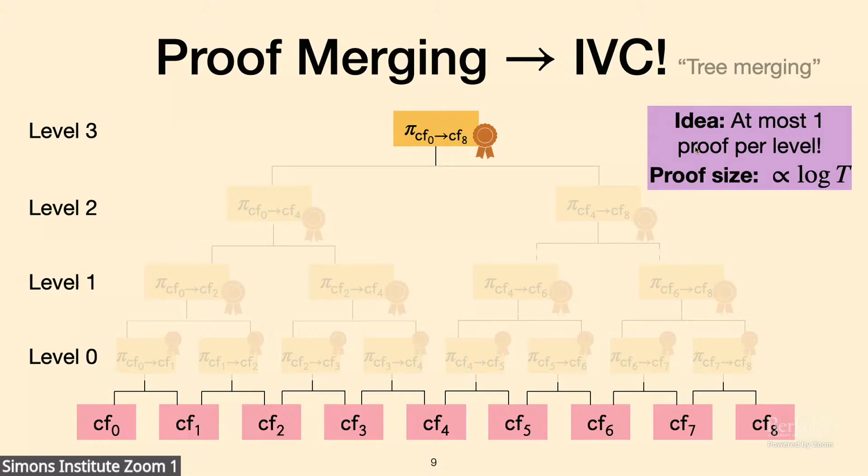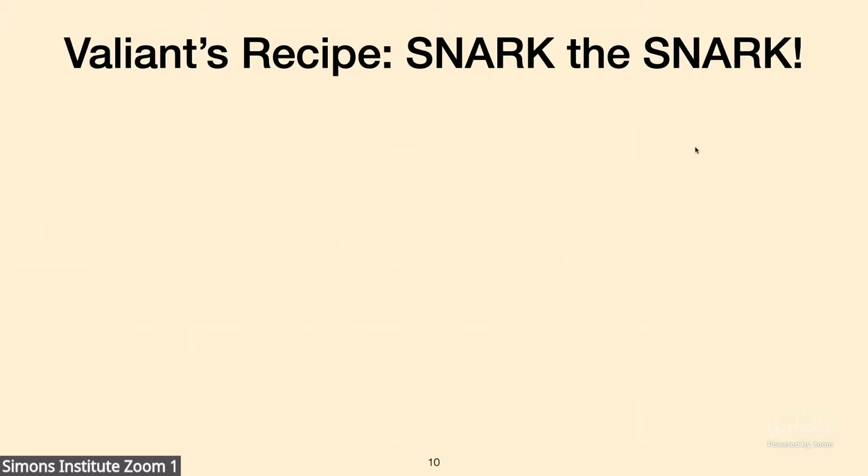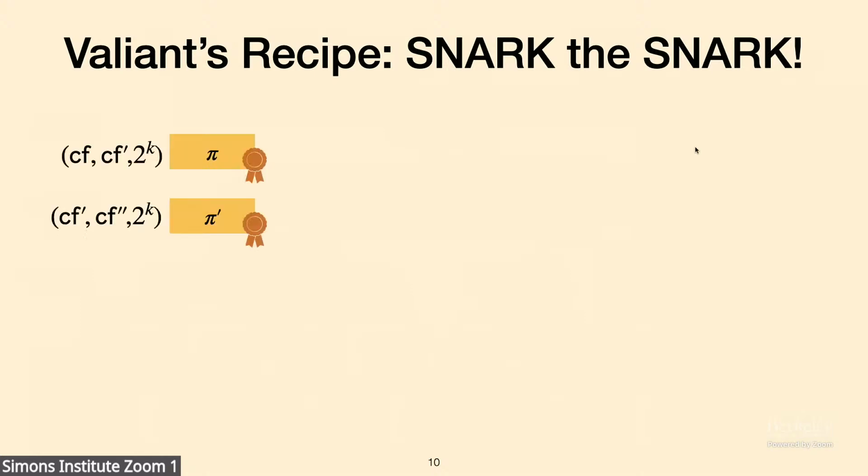Yeah? So can I think of this as some sort of a BARG? We will do that. But right now, think of it as a SNARK. Yeah, we will think of it as snarking the SNARK. So right now I'm doing background. This is like the original template. So Valiant's recipe is to snark the SNARK.